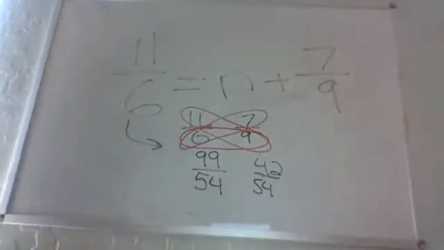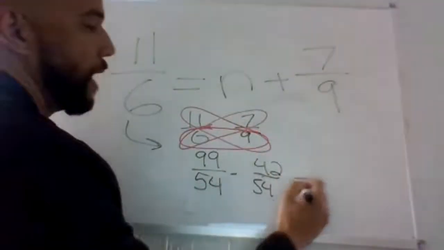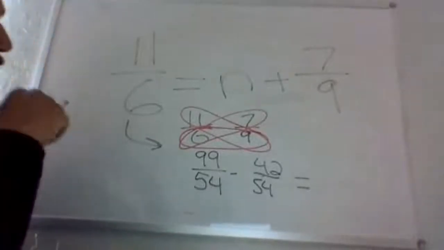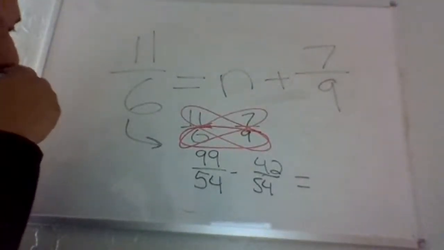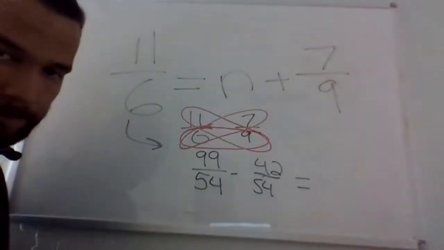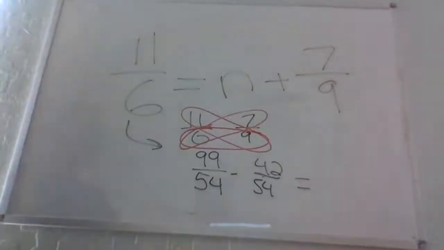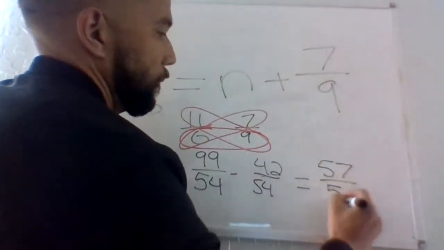Correct. So that's going to be 99 over 54 subtracted by 42 over 54. What's that going to give me? Wait, 99. Sorry, oh, 57. 57 over 54. That's a lot of numbers.